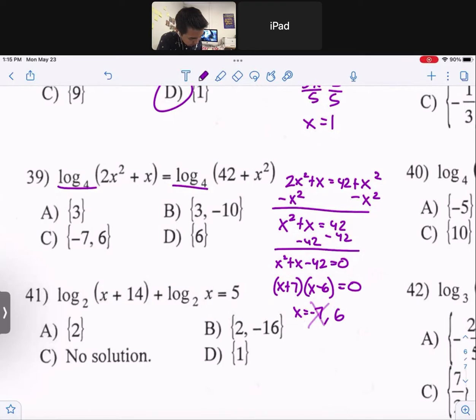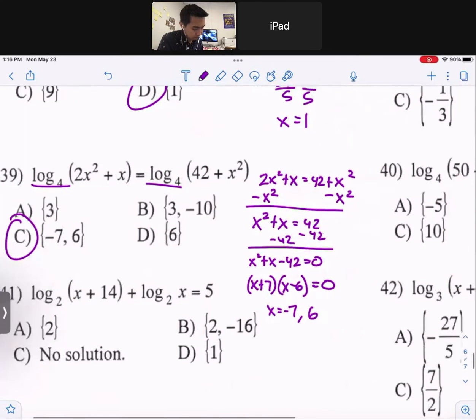6. And why am I not... Oh, I'm doing it to the wrong function. Sorry, not this one. We're talking about 39. So if we plug in 6 into here, it's going to give us nice positive answers. And if we plug in -7 into here, I believe we get nice positive values as well. So that means both of them are going to work. So it's C. Yes, both of them will work.